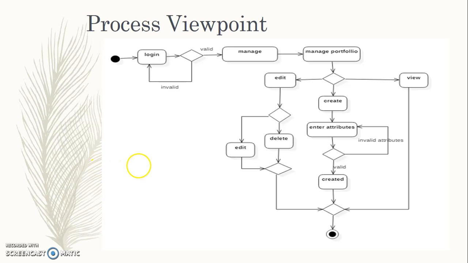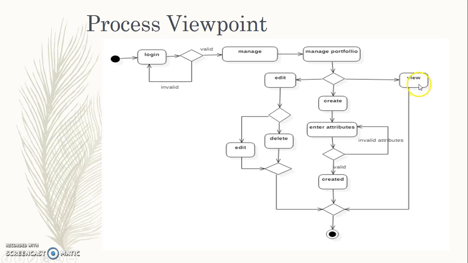From the diagram, the black point is the start point. The user then logs in. If the password is invalid, the program will get the user to log in again, and if it's valid, the system shows the manage portfolio. After the manage portfolio, the user has three choices, which are edit, create, or view.